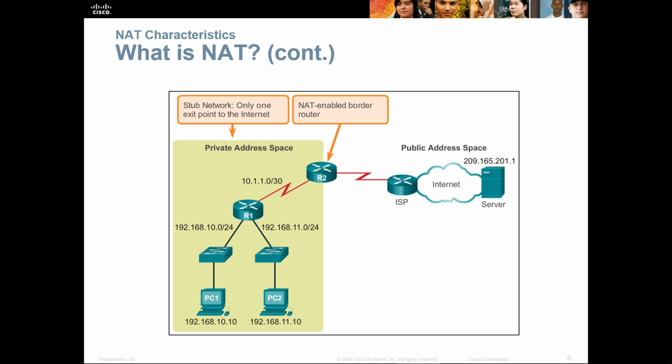So graphically, how does that work? We can have all of this as private address space, and only when it leaves R2 as an egress to our ISP will it be NATed. And what will be NATed? All packets leaving this network heading to the ISP will be NATed. As it comes back into R2, it'll be decapsulated and then translated back to the original private IP address.